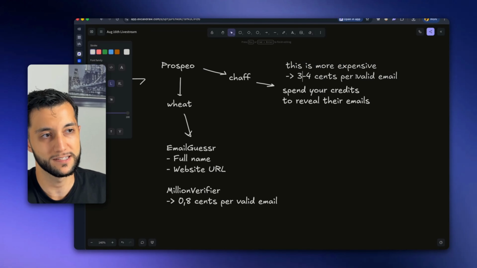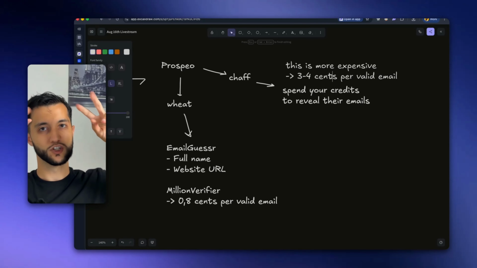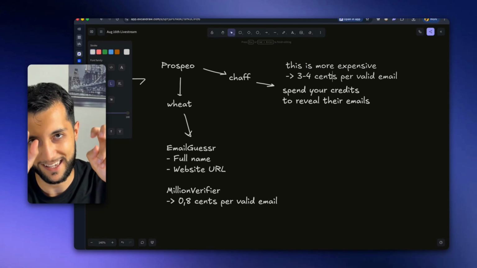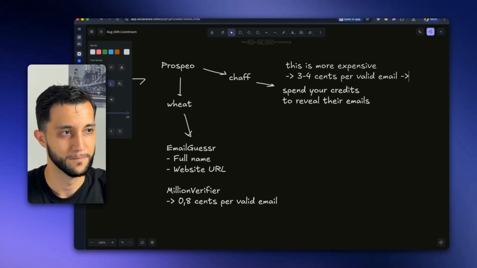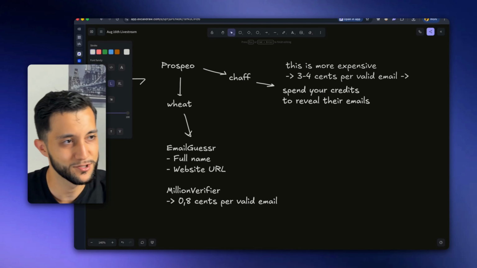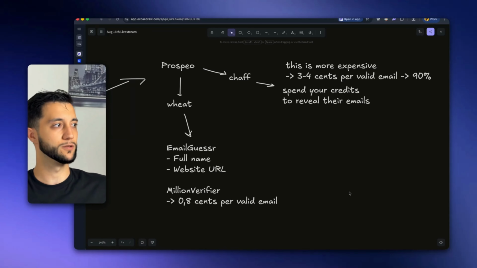And by the way, the 3 to 4 cents is not verified yet. This is if you just pull it from Prospeo and they say it's triple verified. That's what it is, which still is not fully valid. This is rarely valid. It's like 88%, maybe 90% valid. So you're risking a 10% bounce rate.